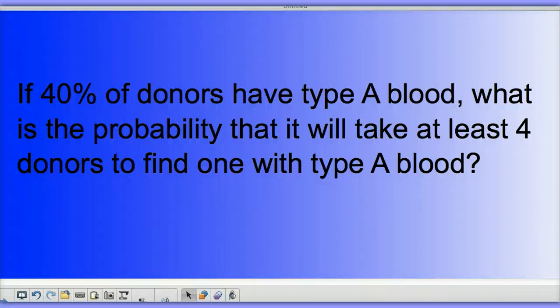Hello, I'm Lena Taro. In this video, I'll be showing you how to use NCTM's core math tools to run a simulation. This simulation will help us to answer the question, if 40% of donors have type A blood, what is the probability that it will take at least 4 donors to find one with type A blood?